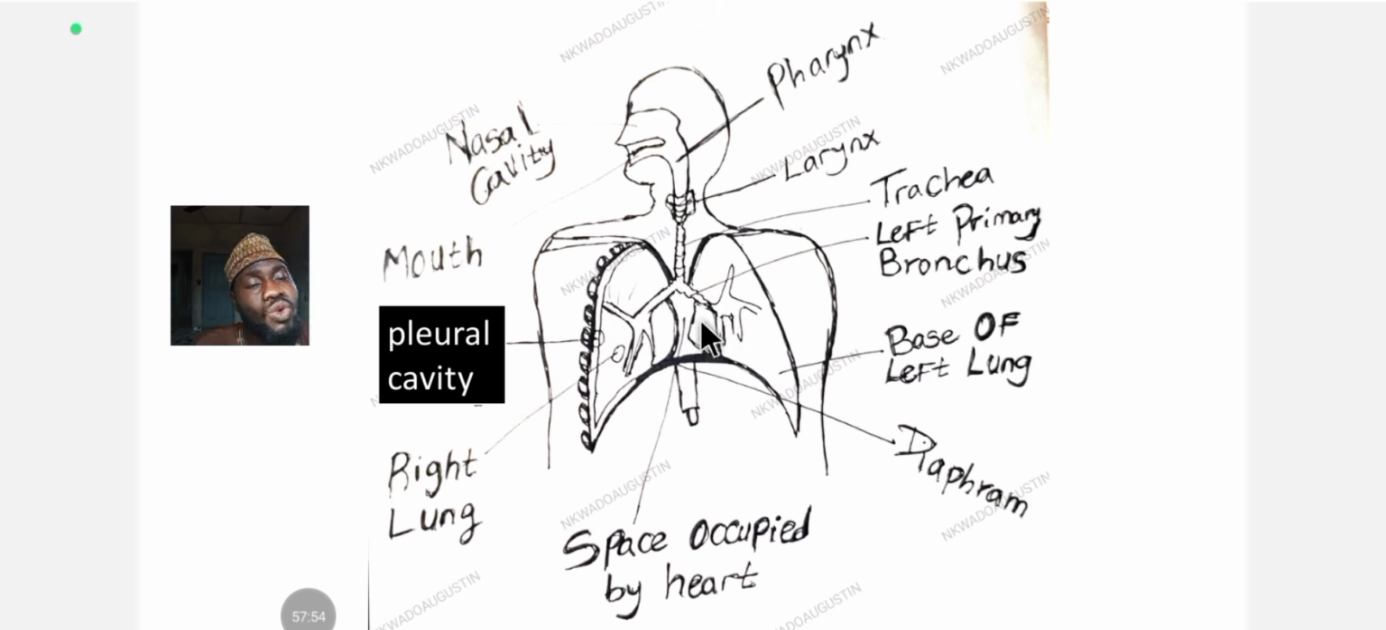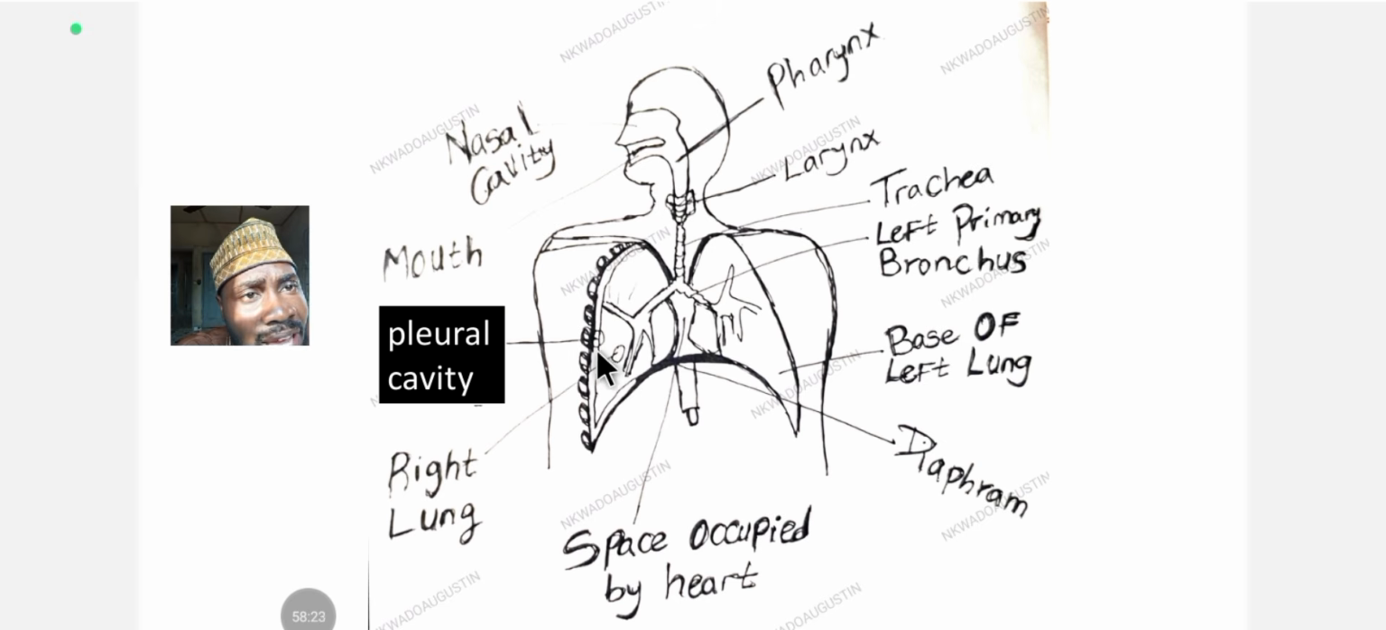So this one is the left lung, this one is the right lung. This is the base of the lung, and this is the diaphragm. The diaphragm controls the entrance and expulsion of air in the lungs. You can see the shape of this diaphragm now. This particular shape of the diaphragm, that it is well curved, is called the dome shape of the diaphragm.